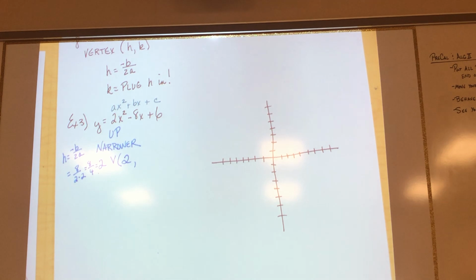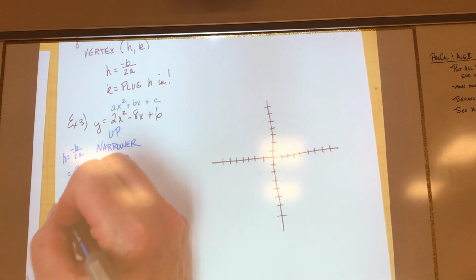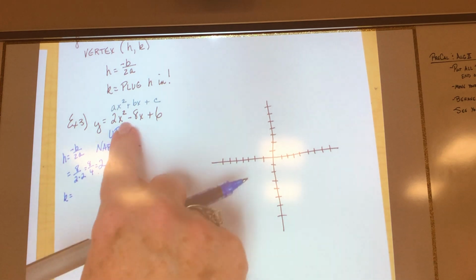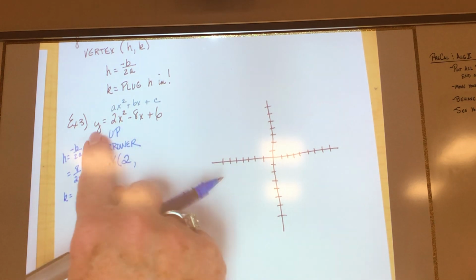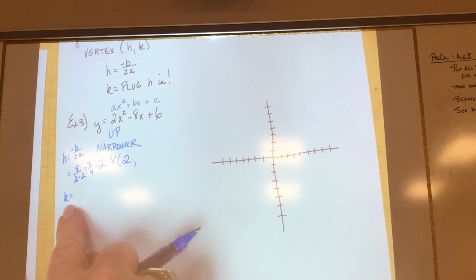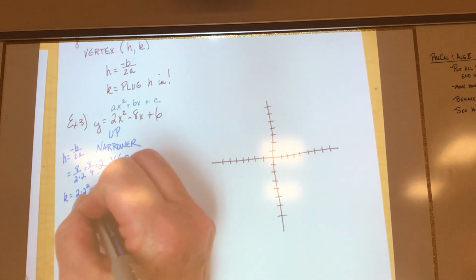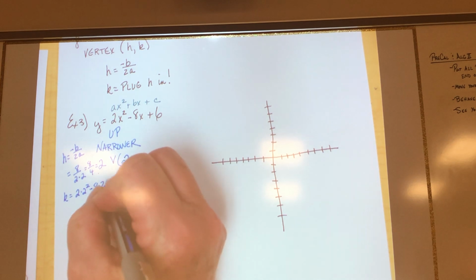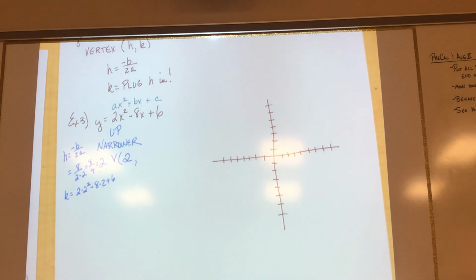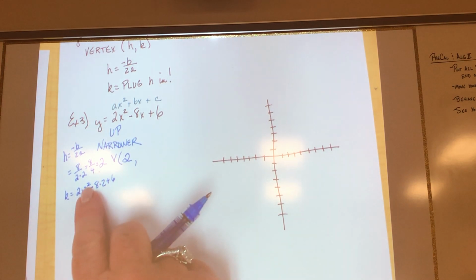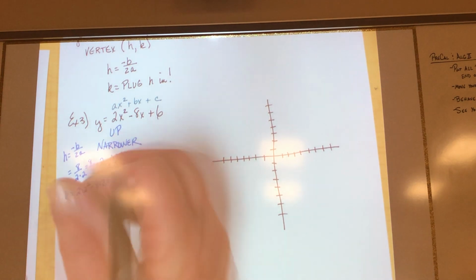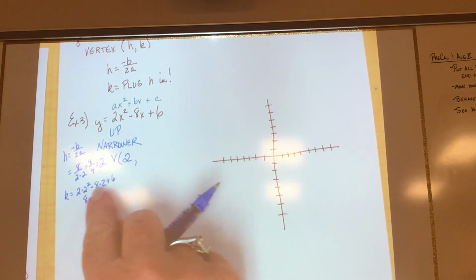How am I going to find K? Plug it in, people. K is equal to, plug this X in that equation, and he will tell you the Y value, which is my K on my vertex. So 2 times 2 squared minus 8 times 2 plus 6. What do you have to do first? Exponents. What's 2 squared? 4. What's 4 times 2? 8. So 8 minus, what's 8 times 2? 16.